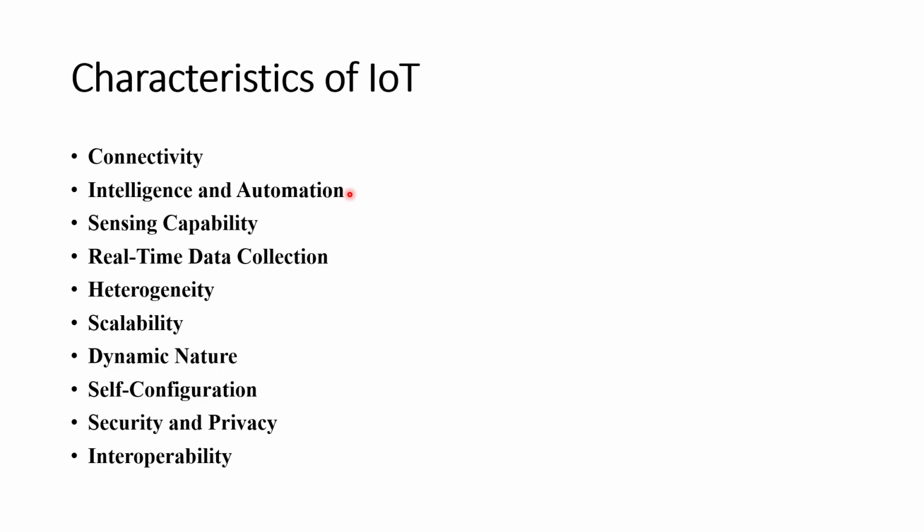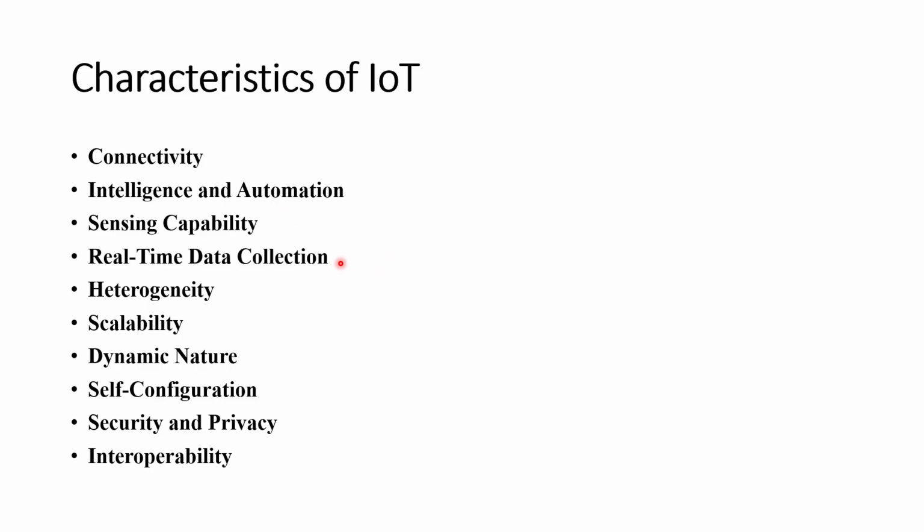Okay, next one, intelligence and automations. IoT systems use smart processing and decision-making capabilities. Devices can automatically perform actions without human intervention. Next one, sensing capability. IoT devices use sensors to collect information from the environment. Sensors detect temperature, humidity, motions, pressures, and light, etc.